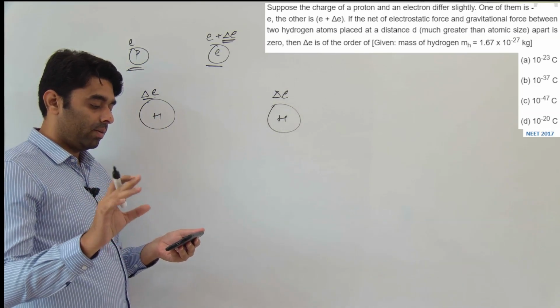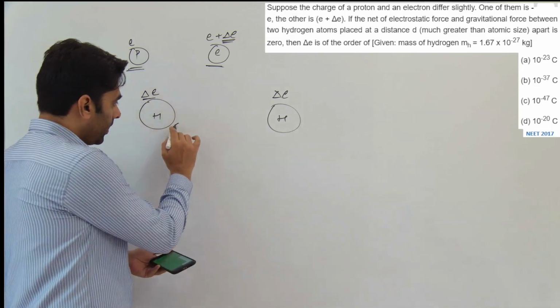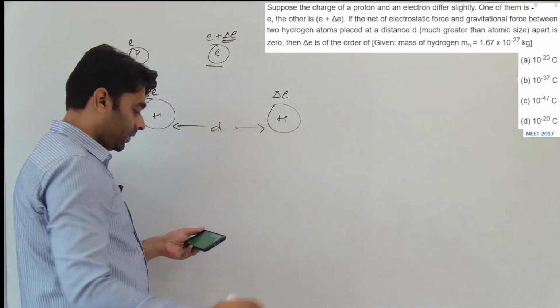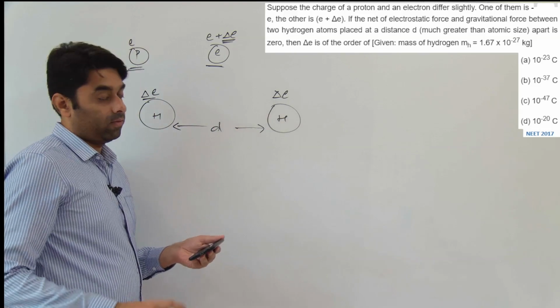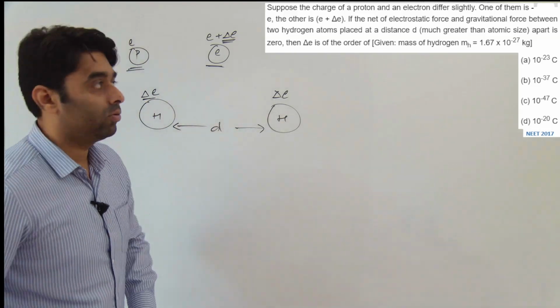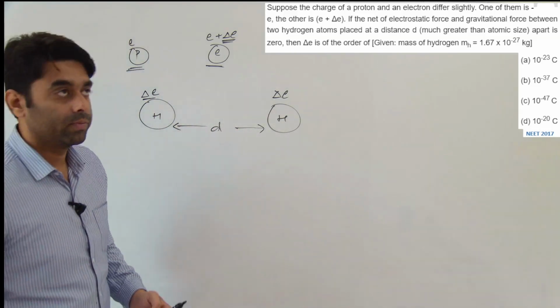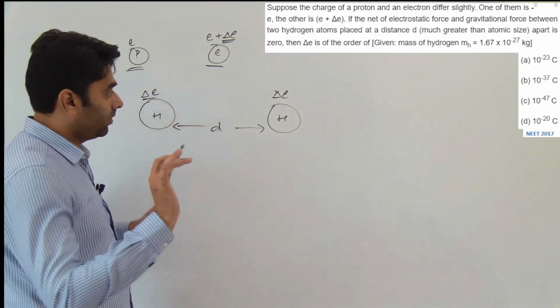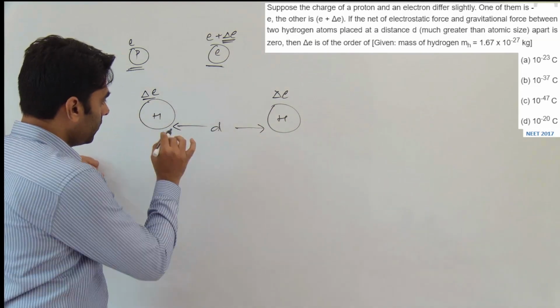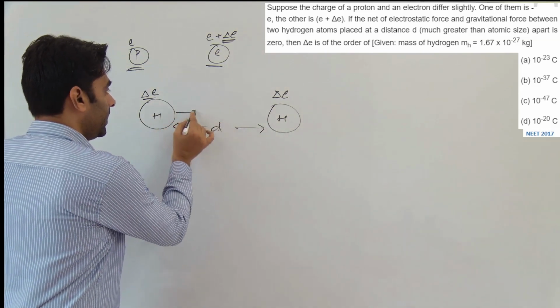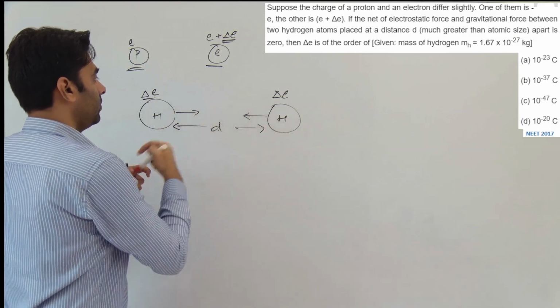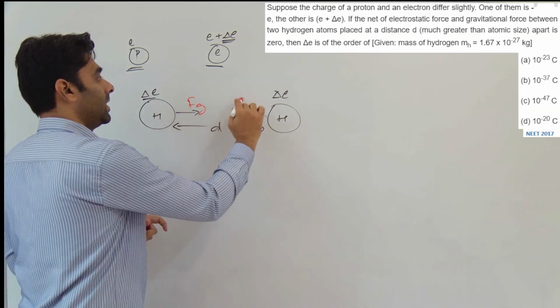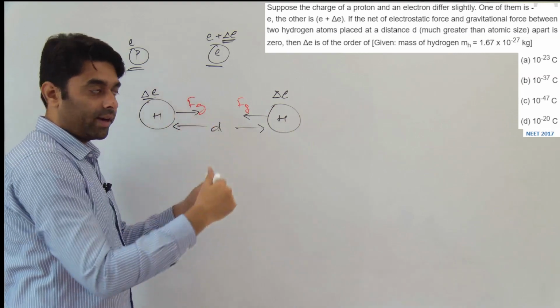So again I am saying, if the net of electrostatic force and gravitational force between two hydrogen atoms placed at a distance d is 0, then delta is of the order of, fine. So net of the electrostatic force and gravitational force. What do we know, beta? We know over here that gravitational force will be attractive in nature. This will be your gravitational force because of the masses. Gravitational force acts which will be attractive.